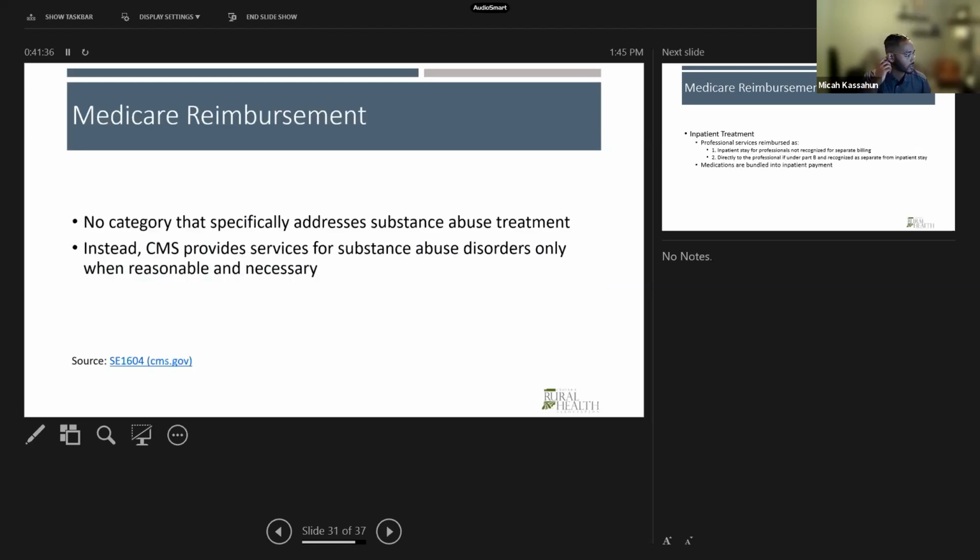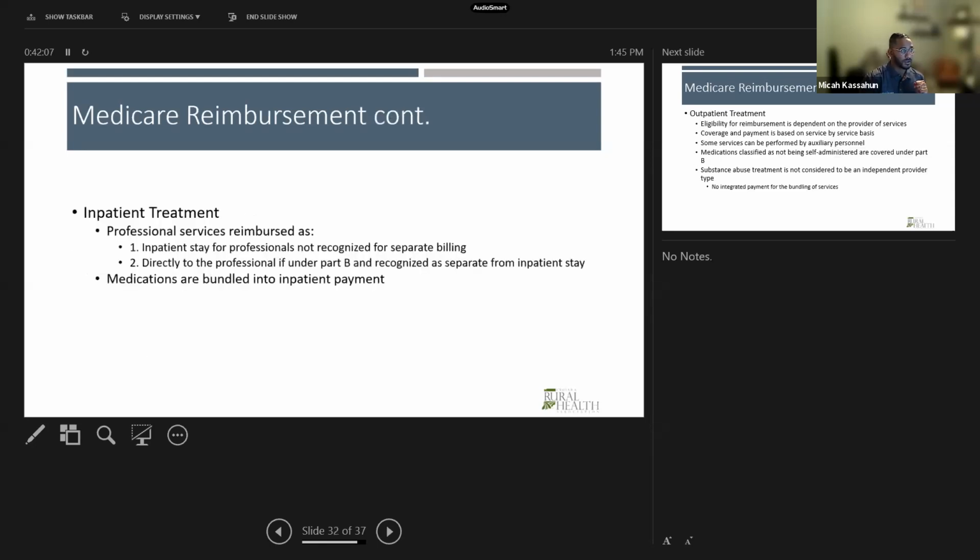And then super quickly, I just want to go over some Medicare reimbursement. I know I only have a quick amount of time, just for some questions, but we have to make sure that for Medicare reimbursement specifically, there's no category that specifically addresses substance abuse treatment. Instead, CMS provides services for substance use disorders only when reasonable and necessary. And I'm sure all of us are pretty aware of the idea of the minimum necessary, and what's reasonable and what's not when it comes to submitting claims.